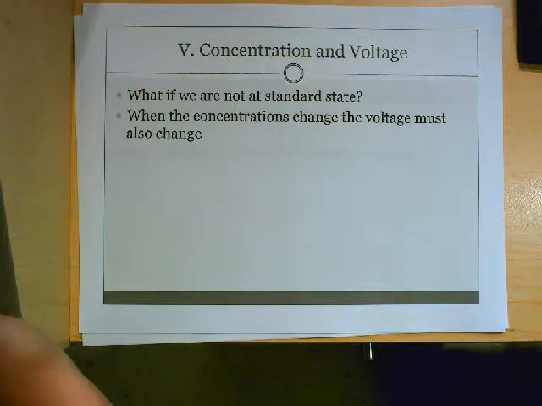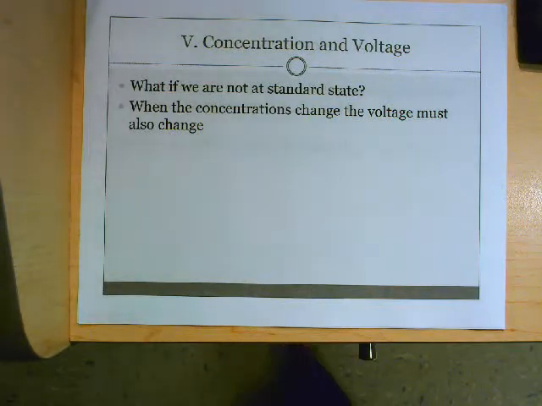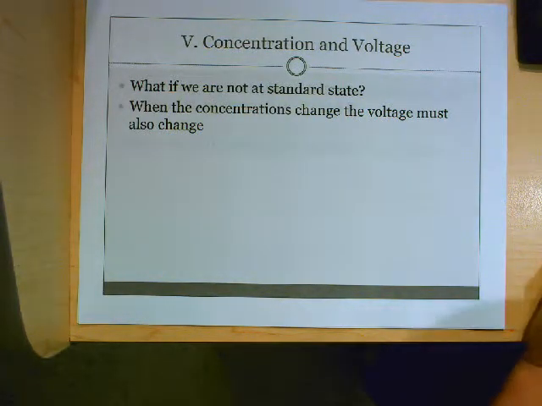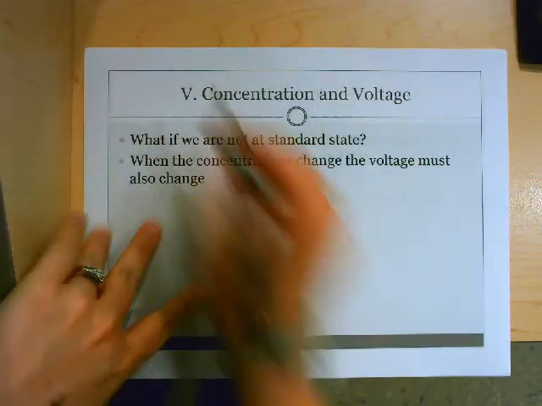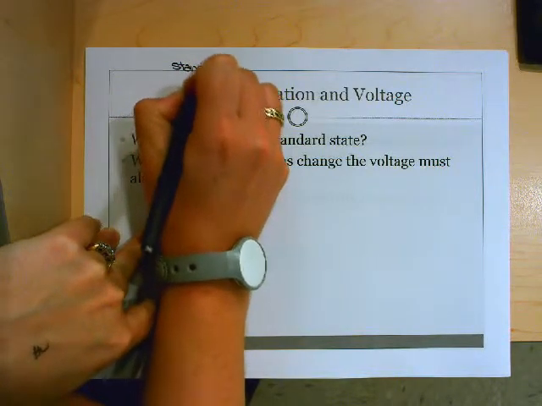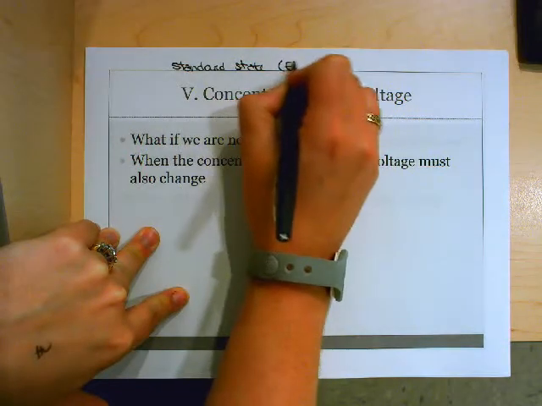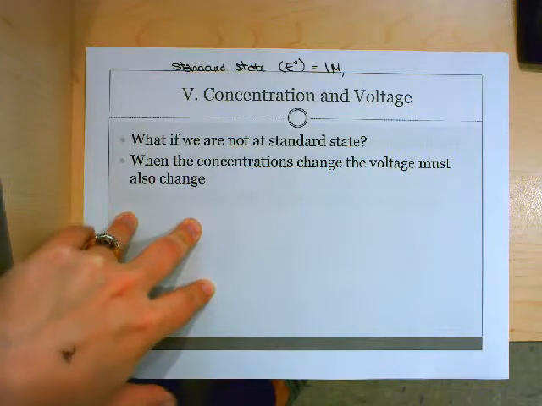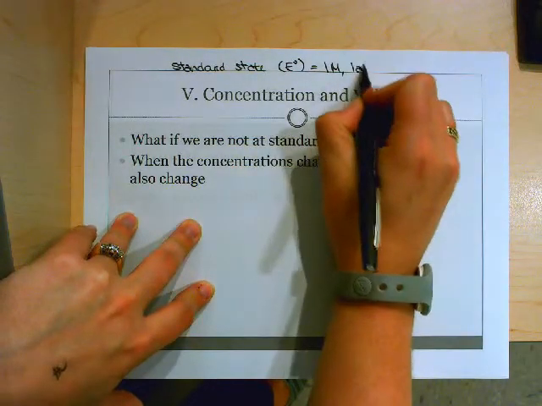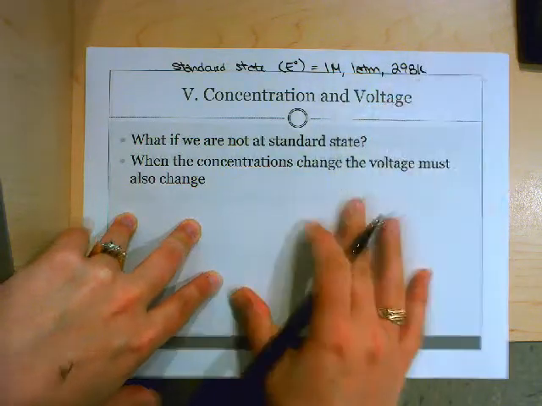Alright, in that case, let's finish up chapter 18. So everything up until now, we've been assuming standard state. What concentration am I at if I'm at standard state? Yep, 1 molar. What pressure do I need to be at? 1 atm. What temperature do I need to be at? 298 Kelvin, right? 25 degrees.